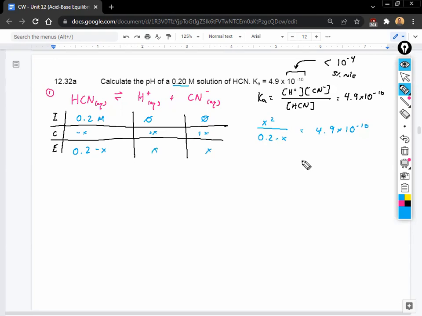So far, so good? Okay, afterwards, I told you guys already, but you'll notice that the exponent for the Ka is less than 10 to the negative 4, right? A lot less. And so we can use the 5% rule, so we can ignore the change. And so we'll get an expression that looks like this. X squared divided by 0.2 is equal to 4.9 times 10 to the negative 10. So from here, it's a very simple calculation. We're just going to multiply by 0.2 on both sides. It'll cancel out here, and then we'll get X squared is equal to this right here.